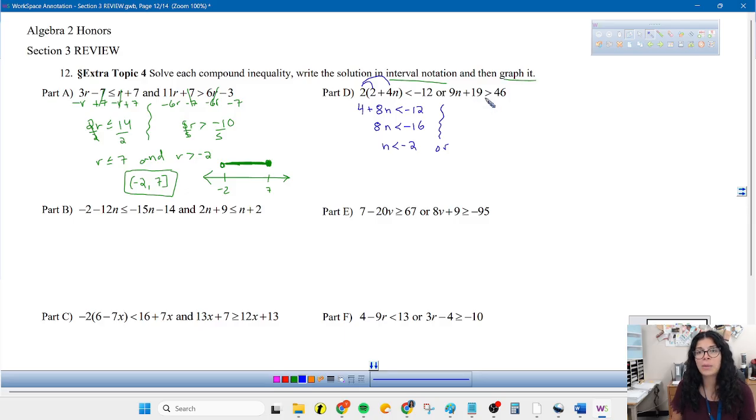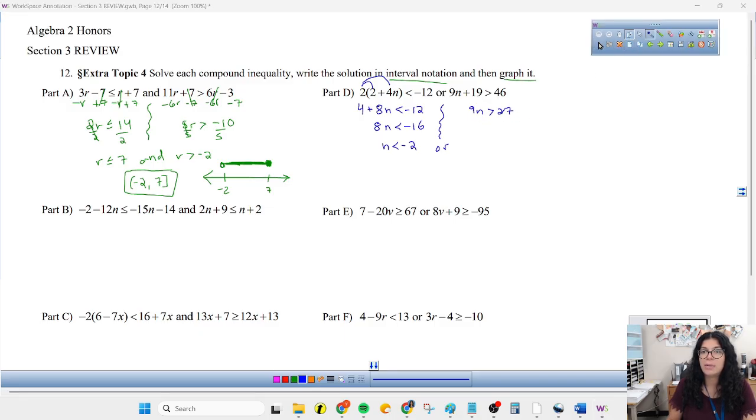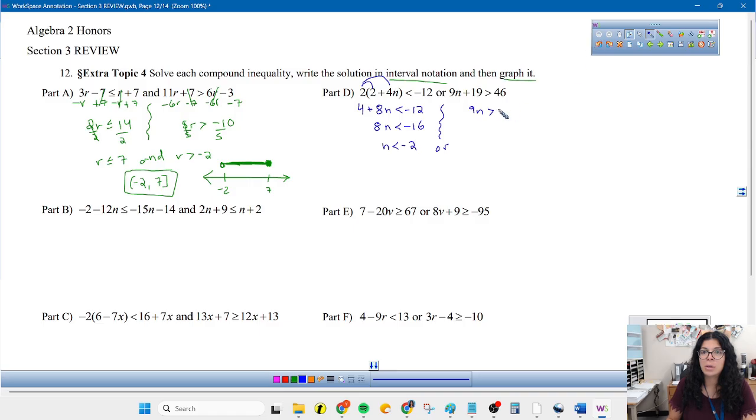And then for the inequality on the right, start by subtracting 19. And 46 minus 19 is 27. So we get 9n is greater than 27. And then divide by 9. 27 divided by 9 is 3. So we get n is greater than 3.